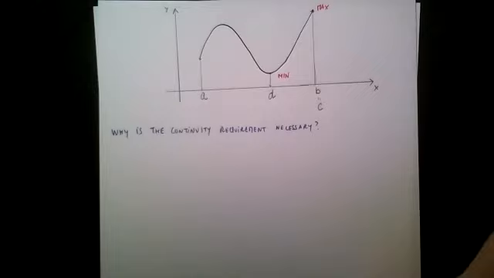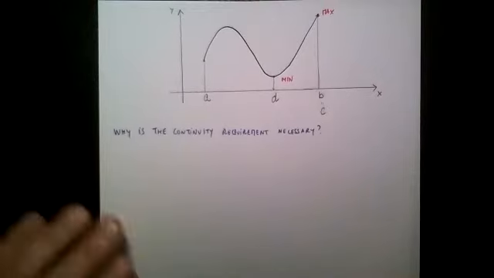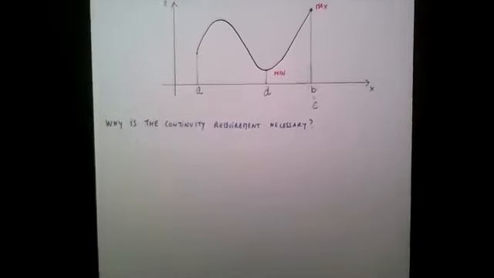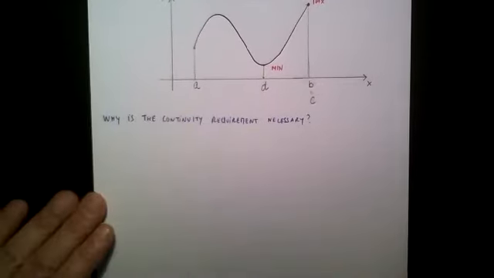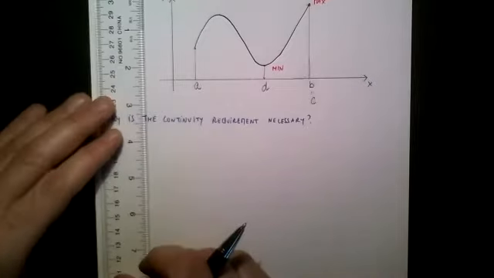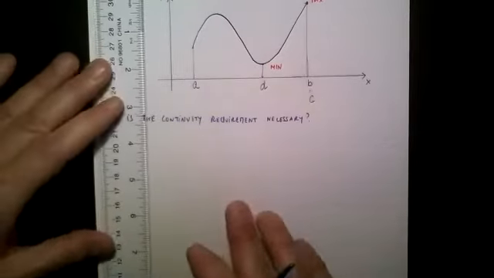Okay, so my question is, why in the theorem do we need to specify that the function needs to be continuous? Apparently, if the function is not continuous, then we cannot say that the function will reach a maximum or a minimum. So let's do an example.